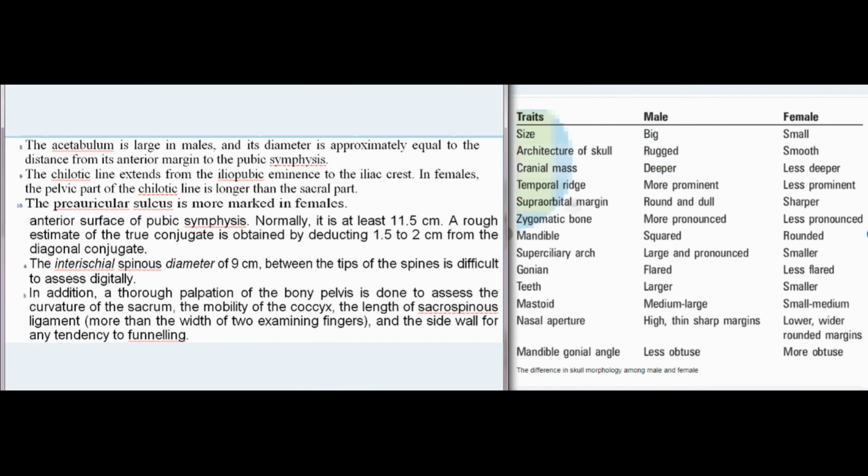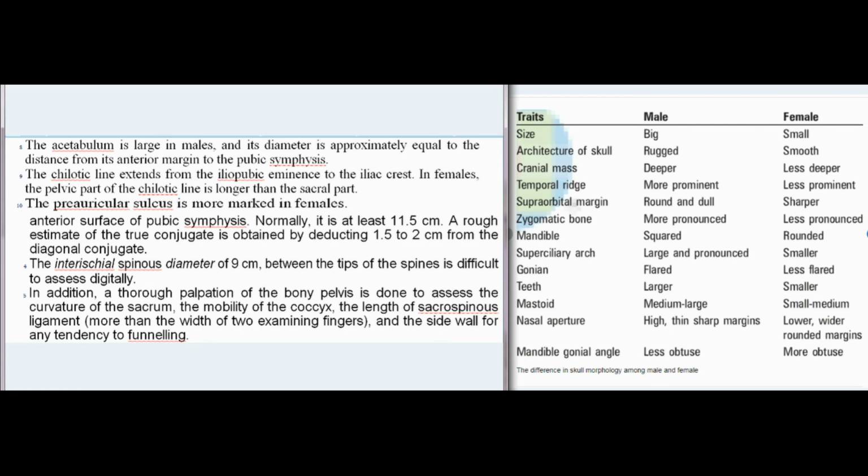8. The acetabulum is large in males, and its diameter is approximately equal to the distance from its anterior margin to the pubic symphysis. 9. The sciatic line extends from the iliopubic eminence to the iliac crest. In females, the pelvic part of the line is longer than the sacral part. 10. The pre-auricular sulcus is more marked in females.